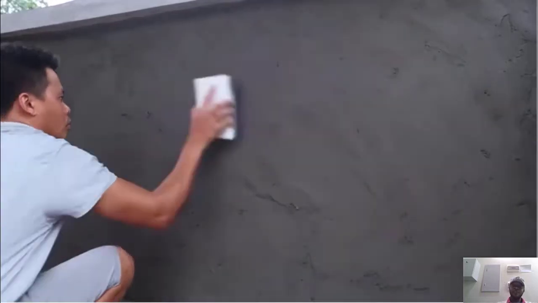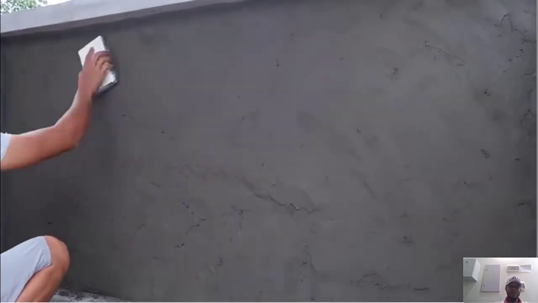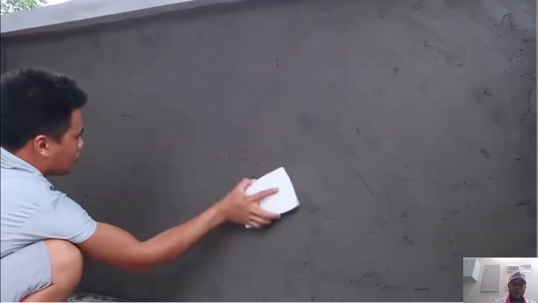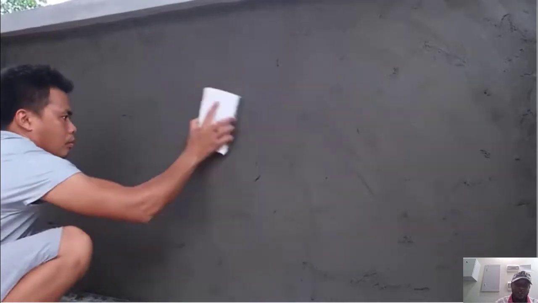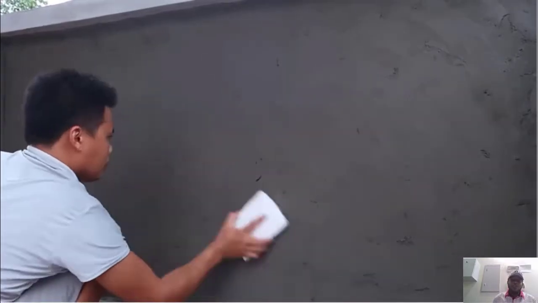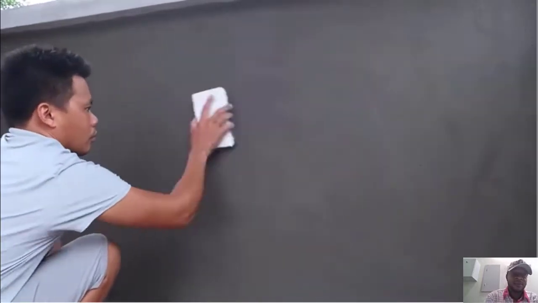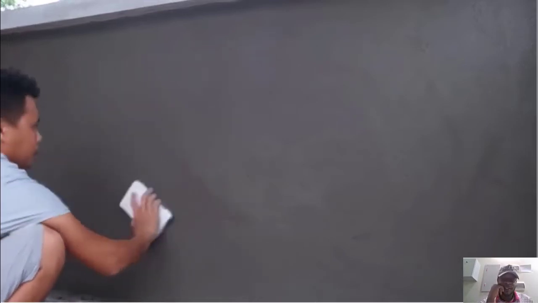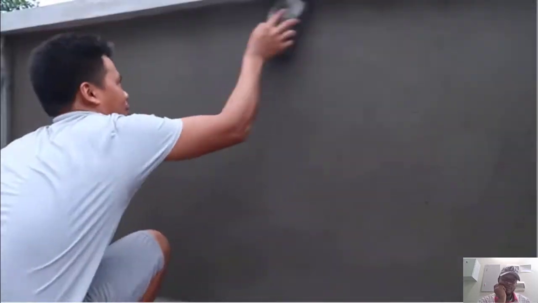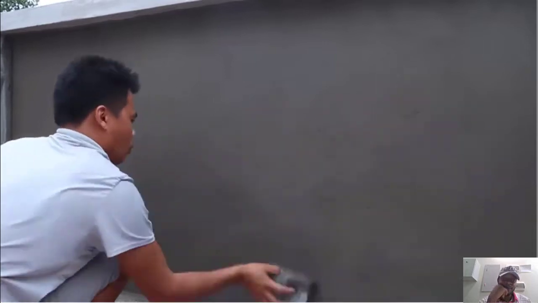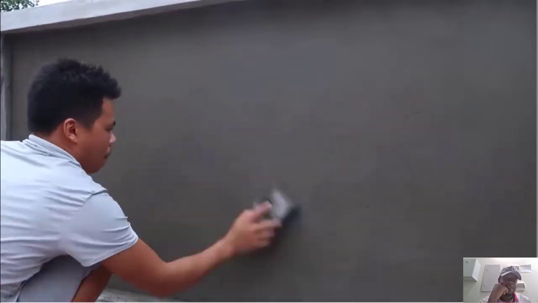So I'm trying to achieve a perfect smooth surface. That is the reason why you need to put that into consideration from the beginning, to make sure that your sand is well filtered, so that you can achieve this smooth surface. So the wall is becoming so smooth, as you can see, and becoming so interesting.